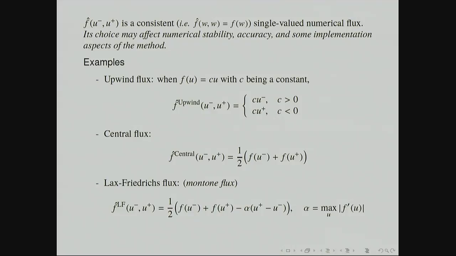There are some minimum properties you need to impose, like consistency, being single valued, et cetera. I here have several examples. For instance, if you work with a linear advection equation, which is one-way wave propagation, you can just follow the upwind principle to get the upwind flux. You can also do a simple average, which gives you the central flux. For the nonlinear hyperbolic conservation law, what's preferred is called the monotone flux. The one here at the bottom is one example, the Lax-Friedrichs flux.